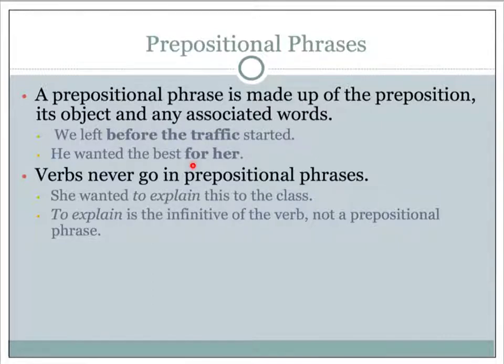Verbs do not go in prepositional phrases. You might see something like "to explain" and "to say," but that's a preposition and that's a verb. Why isn't that a prepositional phrase? That is called the infinitive of the verb, and it's different from a prepositional phrase.